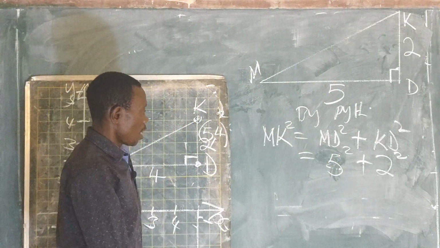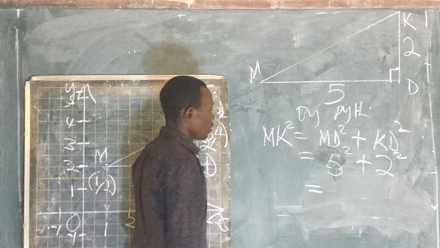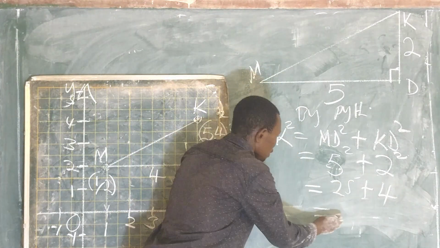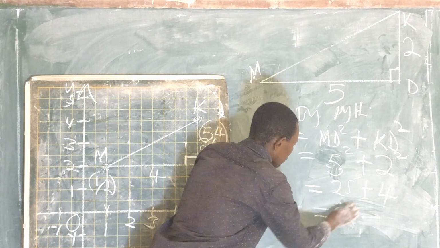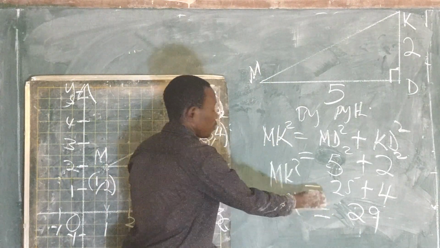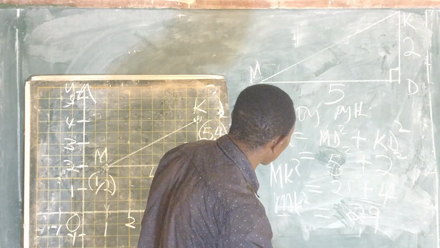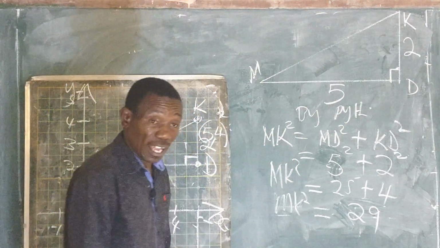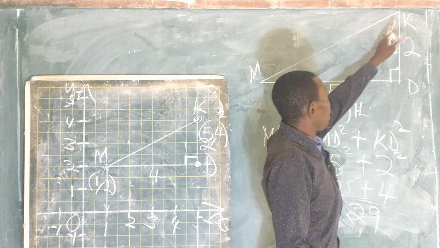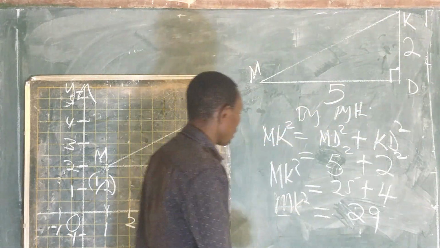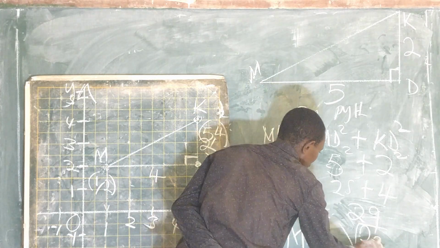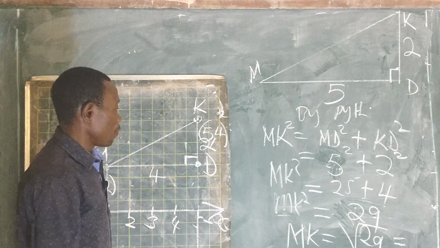We just do as we've been doing. 25 plus 4, so what you get here is 29. So all along we have MK squared. Just now, by Pythagoras theorem, we are able to calculate the distance between M and K, more like calculating the side of a right angle triangle, the length of that line. So to find the value of MK, we take the square root of 29.